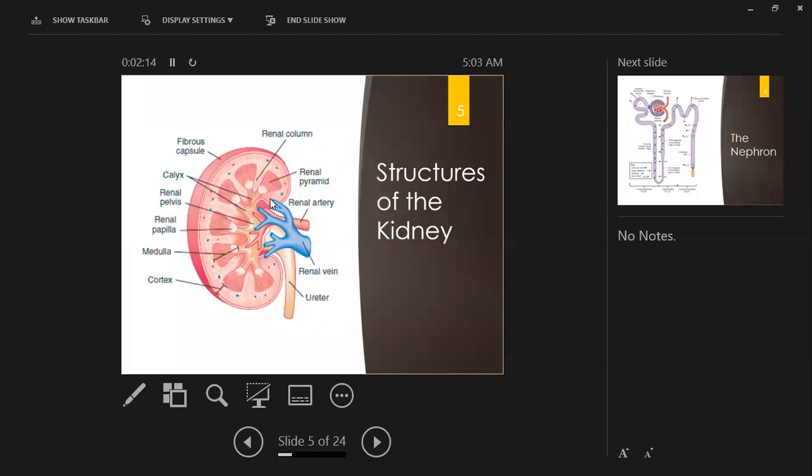This is the kidney, the actual structure of the kidney. Here's that renal artery we talked about supplying blood to the kidney, and the renal vein taking blood away from the kidney, and the ureter, which is going to drain the urine from the kidney.